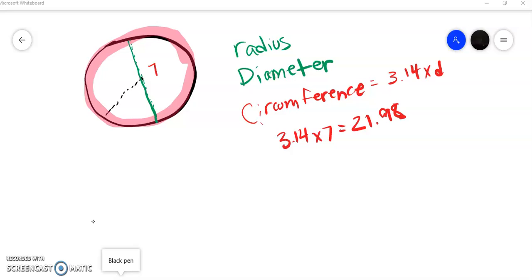So, we were talking about just finding circumference when given the diameter, but sometimes you're not given the diameter. Sometimes you're given the radius instead. So, we need to discuss how we find circumference if we're given the radius. Say the radius this time is 3, and we have to find circumference. Let's talk about how we do that.